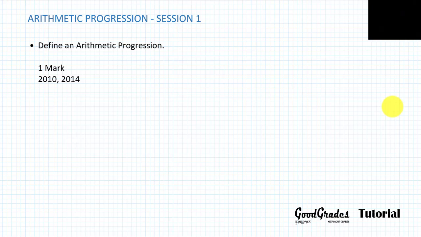So, session number 1 of arithmetic progression, we will start with a very basic question. Question: define an arithmetic progression. Arithmetic progression is defined the way. This was a 1 mark question in 2010 and 2014. So, to define it, I will first look into certain basics.